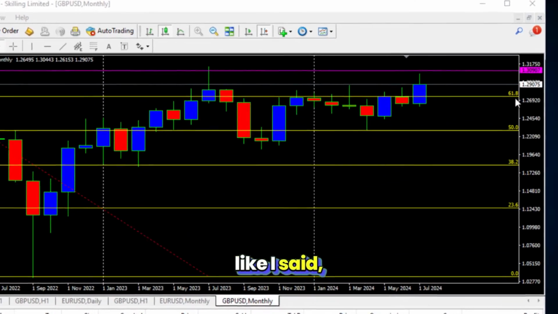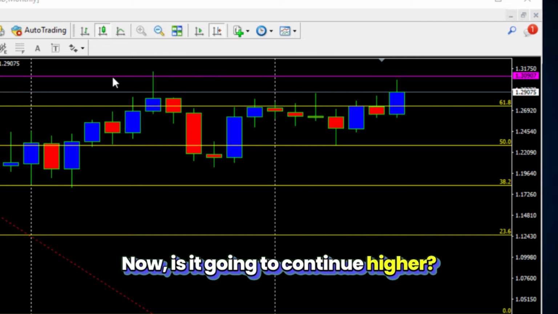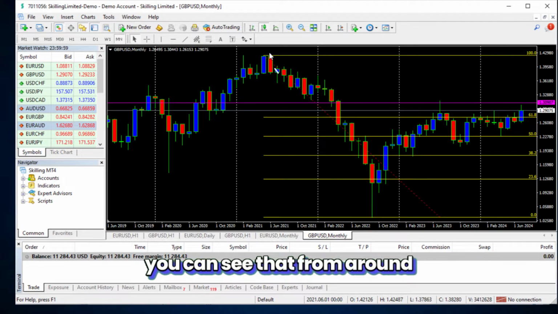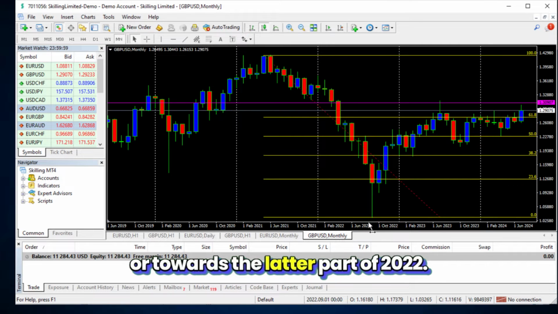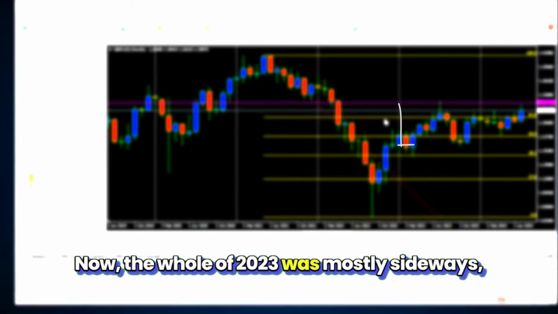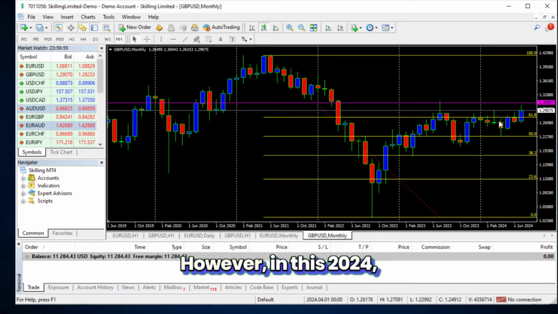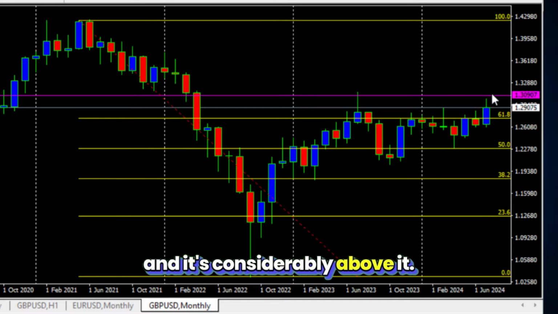At the moment, like I said, pound USD has gone above the 61.8 level. Now, is it going to continue higher? Let me zoom out. Let's see what's really happening here. On zooming out, you can see that from around 2021, we had a major decline to towards the latter part of 2022, and then we had a pullback. Now the whole of 2023 was mostly sideways, and even 2024 has kind of been sideways. However, in this 2024, we have had a move above the 61.8 level, and it's considerably above it.